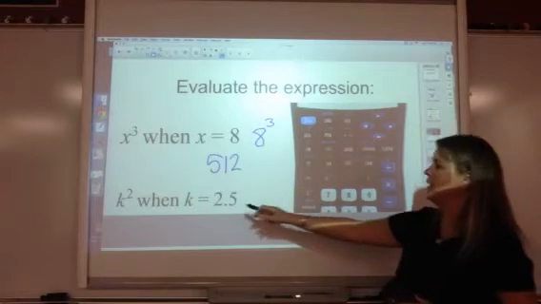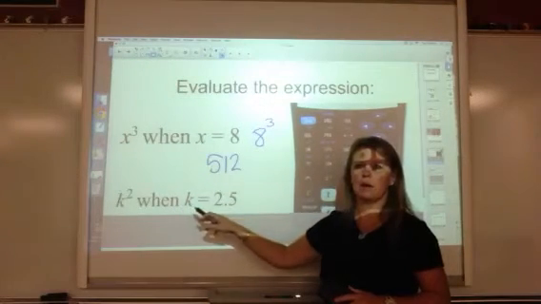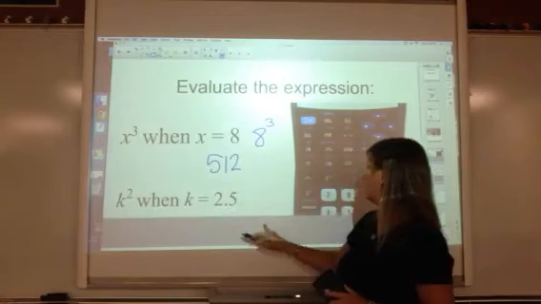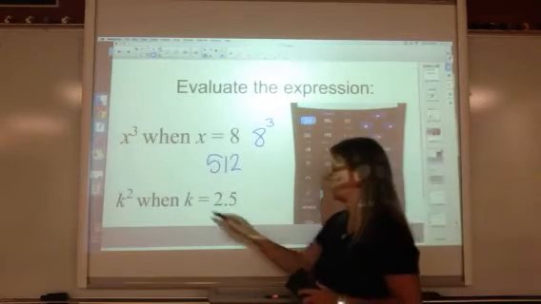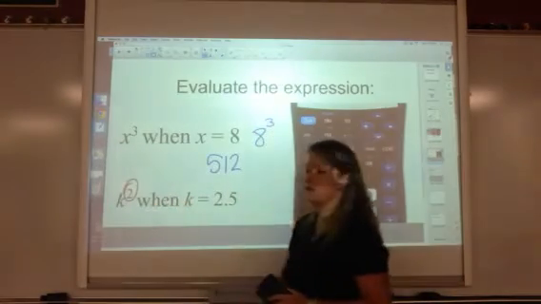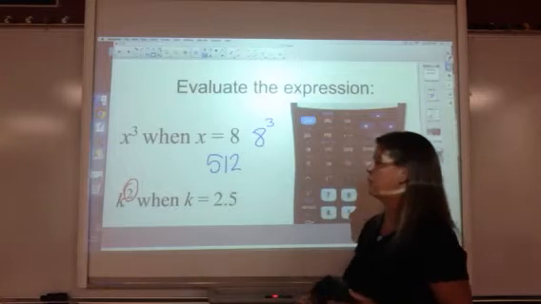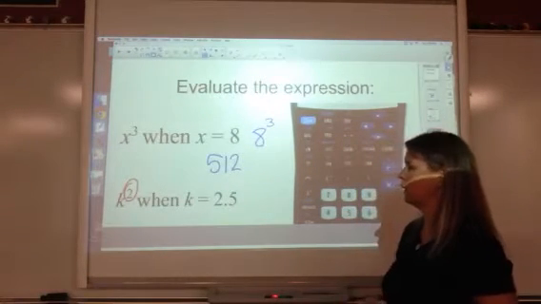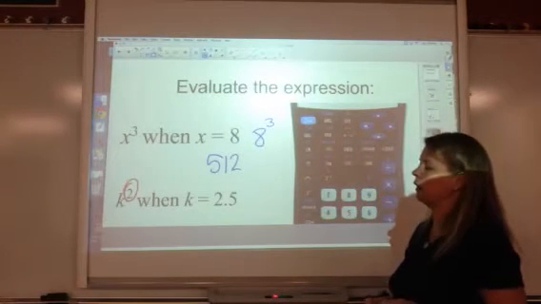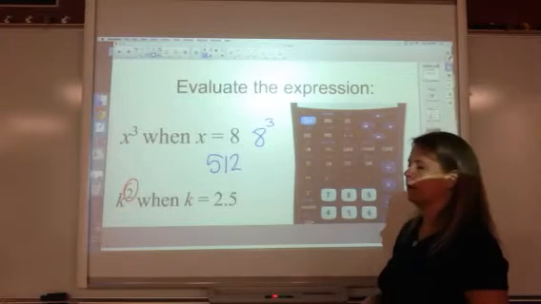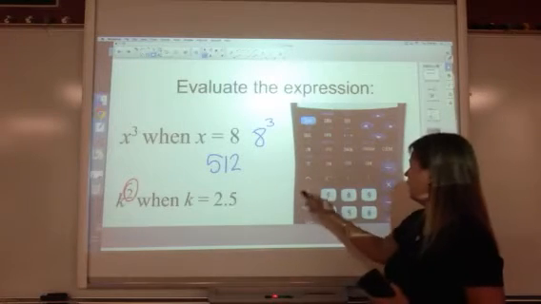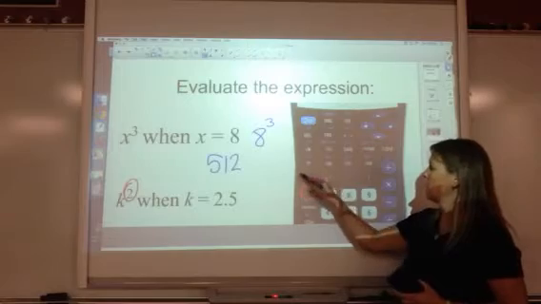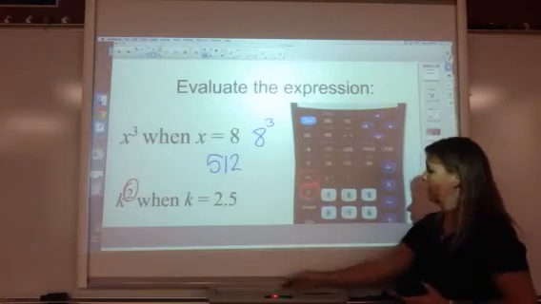Now, when you do k squared, when k equals 2.5, most calculators have a shortcut for squared. Get used to it and use it. It saves you time. That's why you all use abbreviations like BRB for be right back and NVM for never mind, because it saves you time. Here's your x squared button. It's right underneath your power button on this calculator.